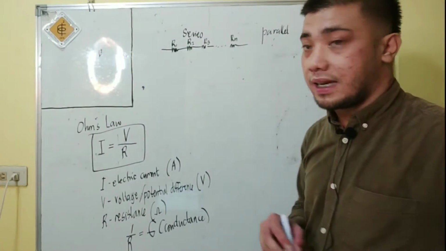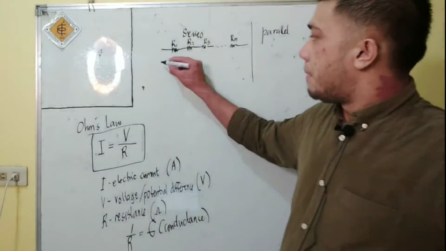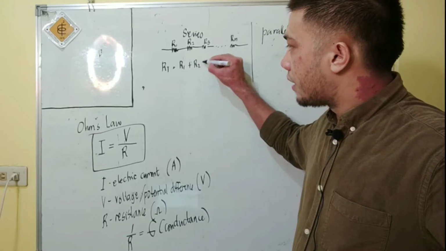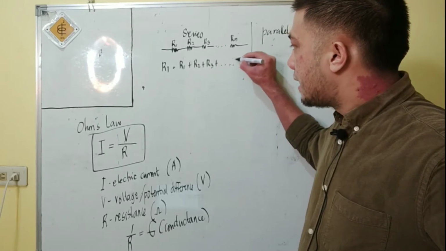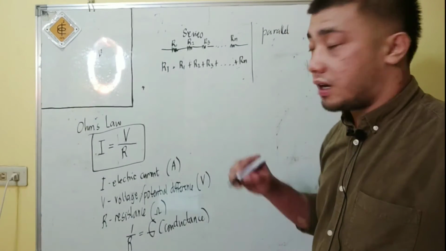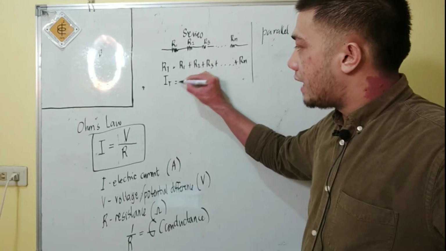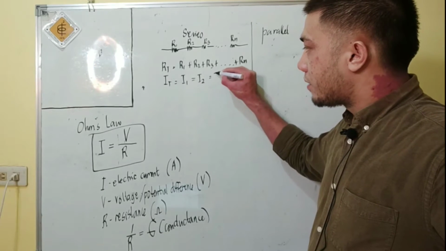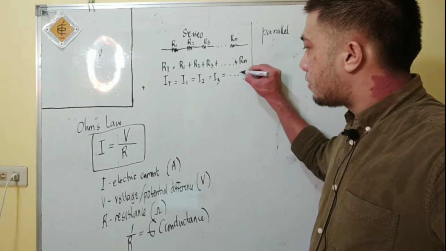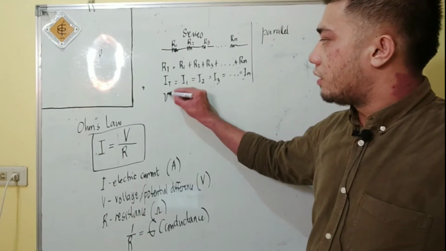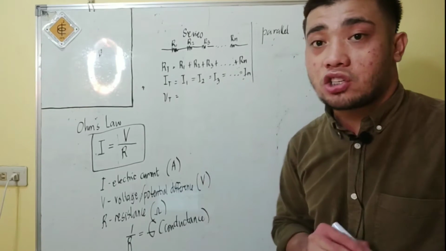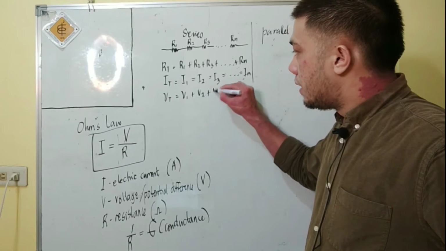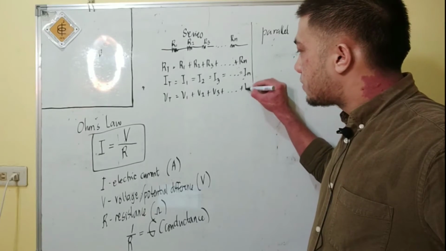Whatever the number of resistors, my value of total resistance here is just additive: R1 plus R2 plus R3 plus and so on. However, for the current flowing on it, the I total is all equal: I total is equal to I1, is equal to I2, is equal to I3, and so on. And for the total voltage, that is the summation of each voltage drop: V1 plus V2 plus V3 plus and so on.